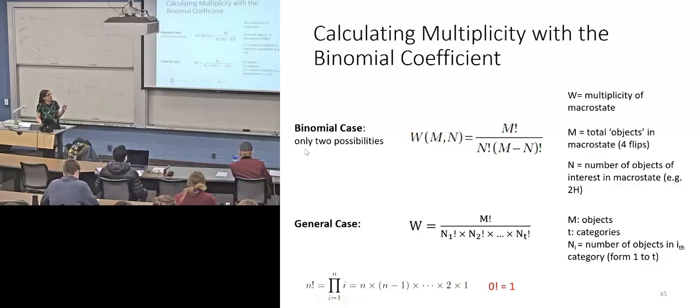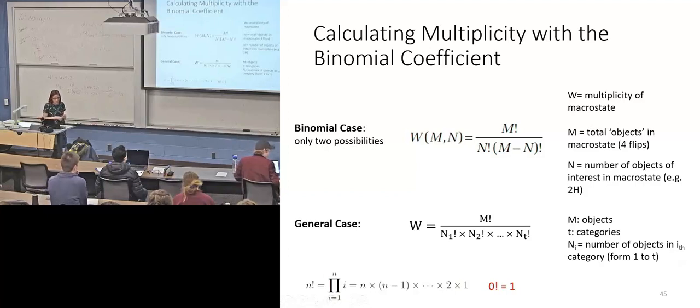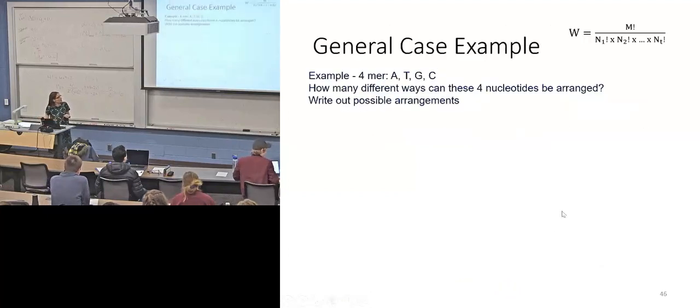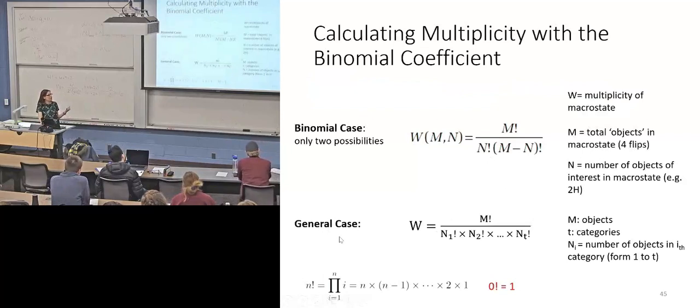So binomial case, we only have two possibilities. General cases, we have more than two possibilities, okay? So we can still calculate multiplicity of something when we have more than just two outcomes. In this case, we have T number of different categories, and N is the number of objects that fall into category T, okay? I think it probably makes sense that the binomial case is simply a general case when you only have two things. There's just two options, so I'm cool with however you like to memorize using these.